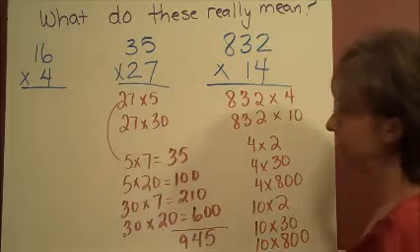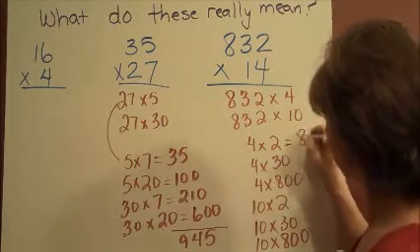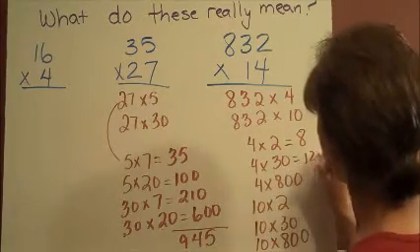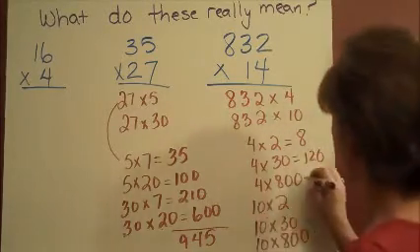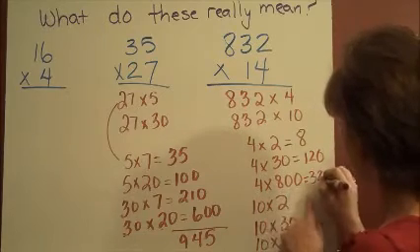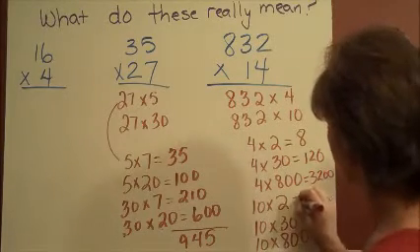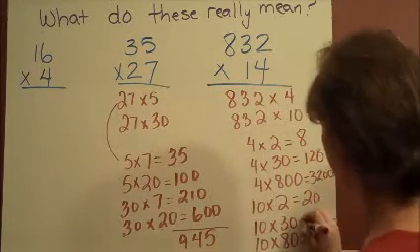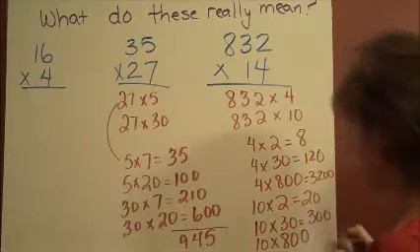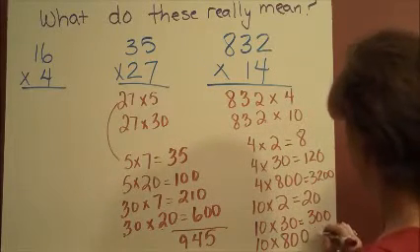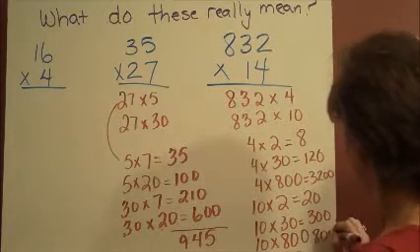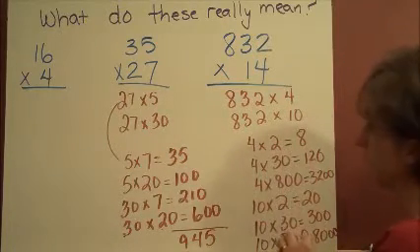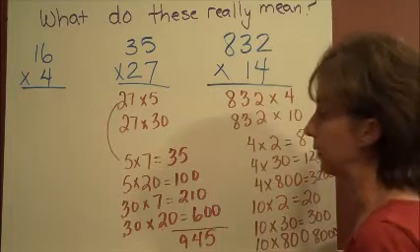Now, multiply those. 4 times 3 is 12 with a 0 is 120. 4 times 8 is 32 with 2 zeros is 3,200. 10 times 2 is 20. 10 times 30 is 300. And 10 times 800 is 8,000. Finding the sum of those numbers would give me the product of these answers.